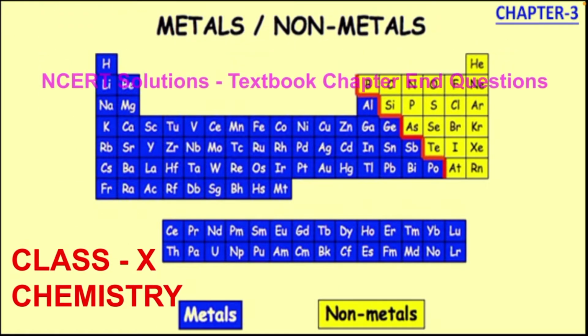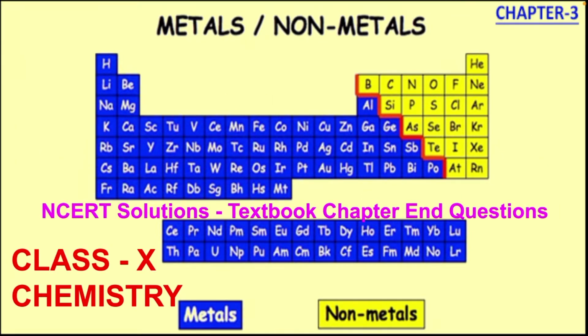Today we shall discuss NCERT solutions of textbook chapter questions from Chapter 3, Metals and Non-metals. As we have already discussed the first part in the last module, here we will discuss the second part. Let us move on to the questions.